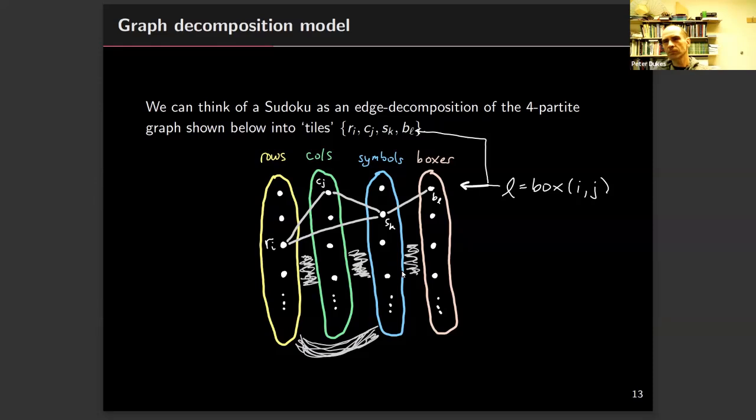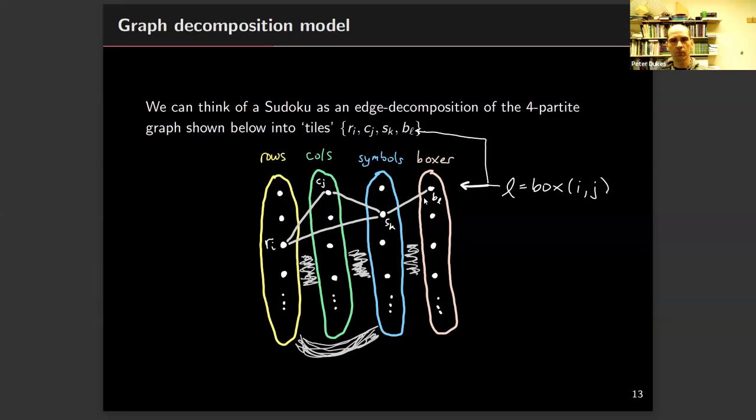So at the outset, if you have a totally empty Sudoku, you need to use up all the edges between rows and columns, between rows and symbols, and between columns and symbols. And you also need to use up every symbol in every box. So we have, if you like, a blow up of a K3 plus an extra edge here. Blow up by n in each partite set.